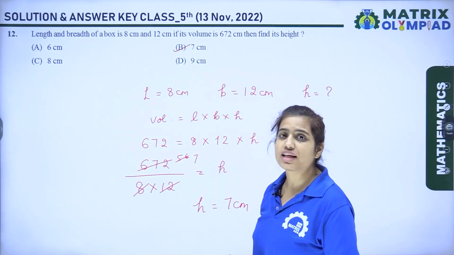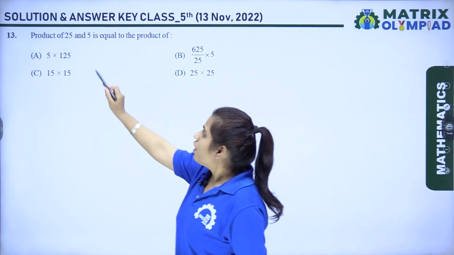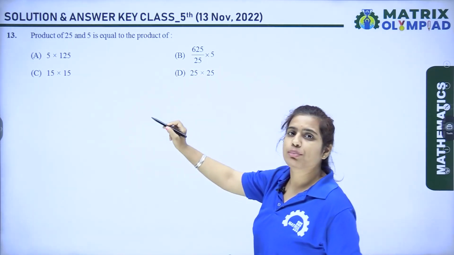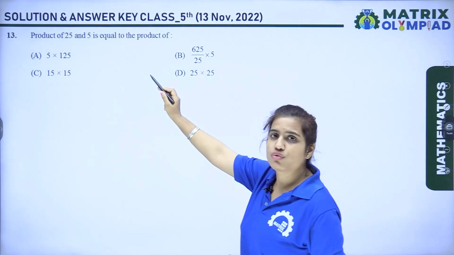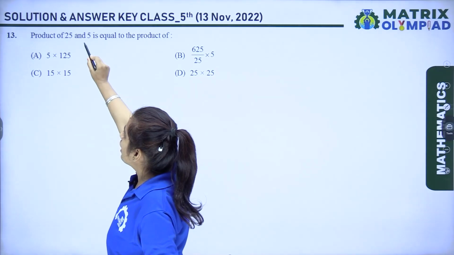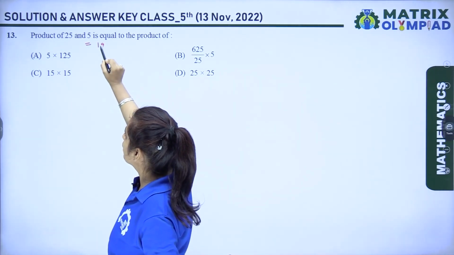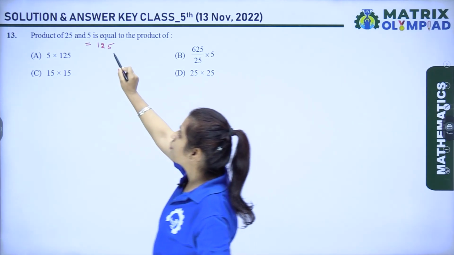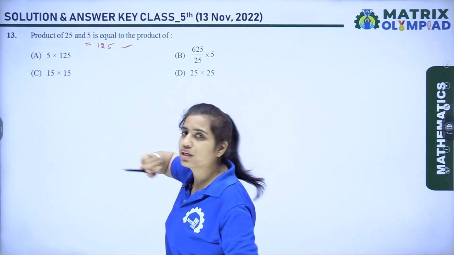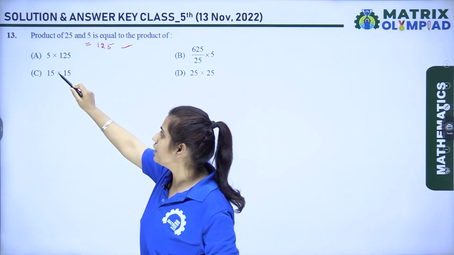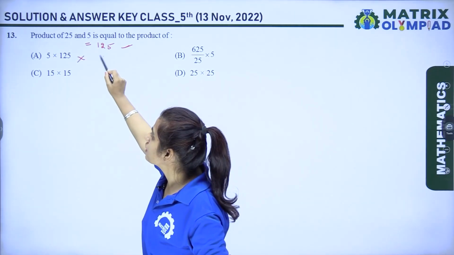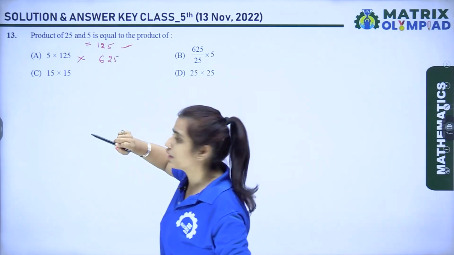Now let's begin with the next question. Product of 25 and 5 is equal to the product of. We have to find out the product of 25 and 5. So here we got the answer as 125. This is the product of 25 and 5. Now we have to find out the correct answer, that is 125. So here option A is 5 times 125. This is not the correct answer as it gives us 625.